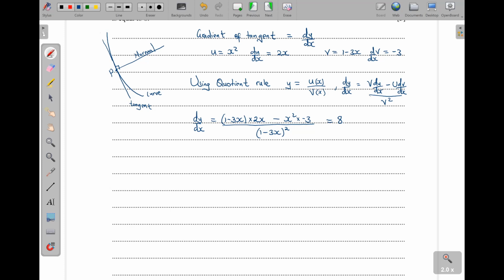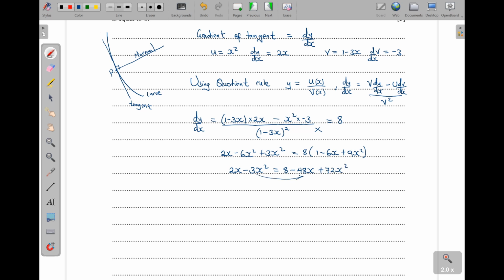Now, simplifying this, we can cross multiply. Here, we shall have 2x, then minus 6x squared, then plus 3x squared. This one will be equal to 8 into, when you square this one, it will be 1 minus 6x, then plus 9x squared. So we can open the brackets fully, and we have, of course, this one here is going to come to negative 3x squared. So 2x minus 3x squared. This one will be equal to 8 minus 48 of x, then plus 72 of x squared.